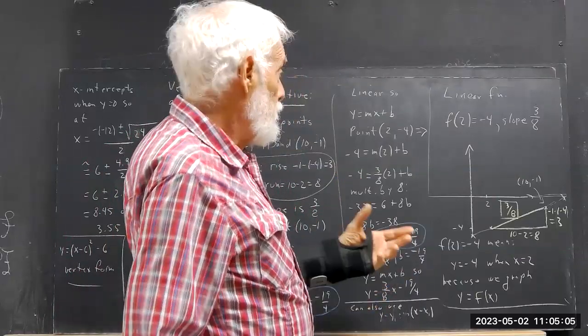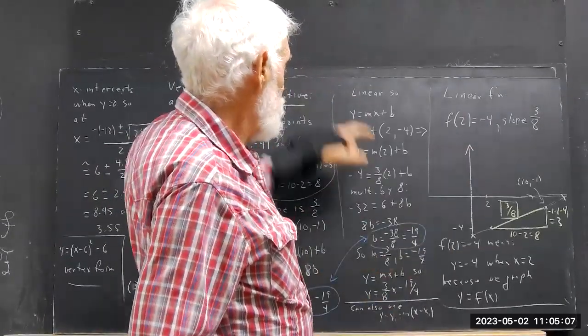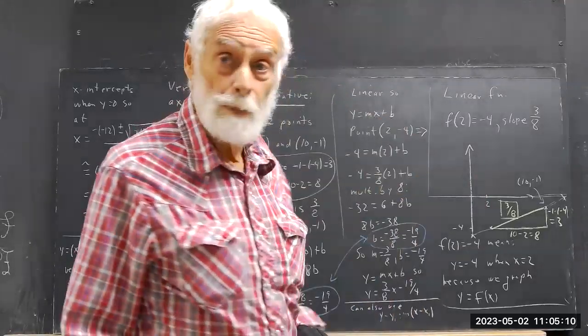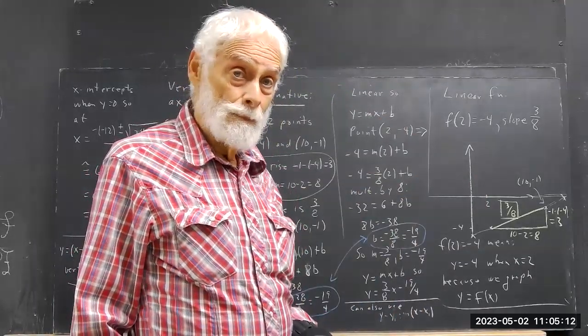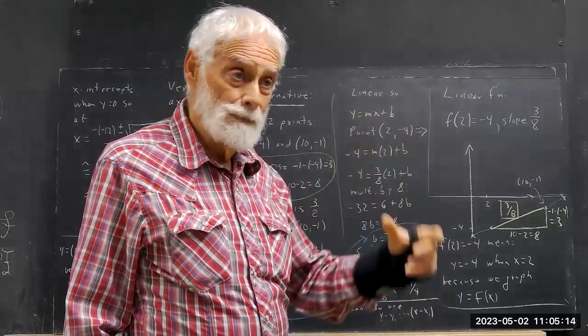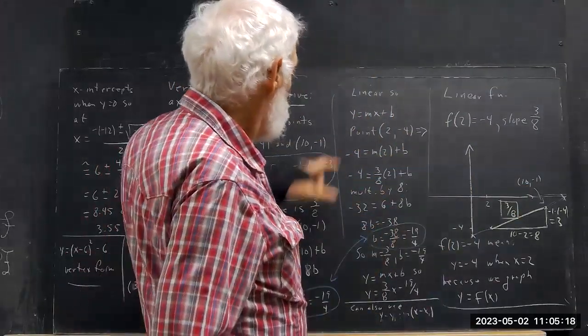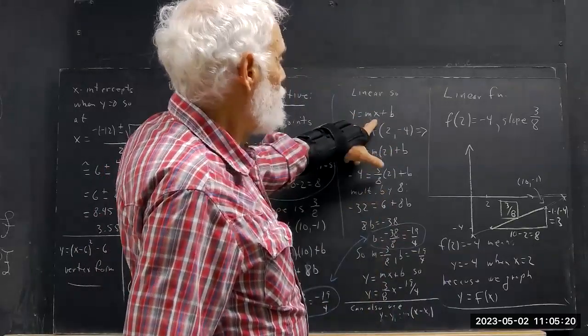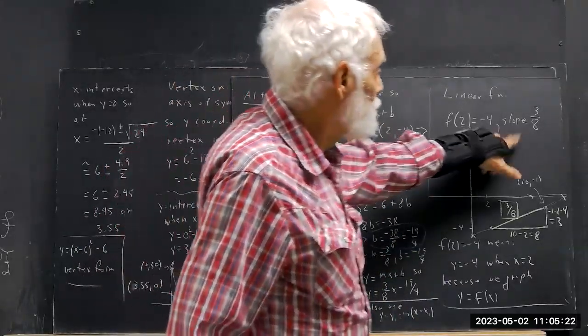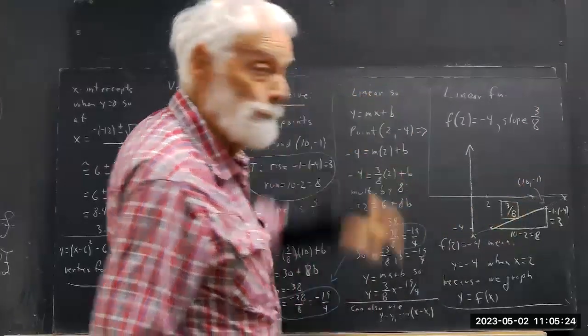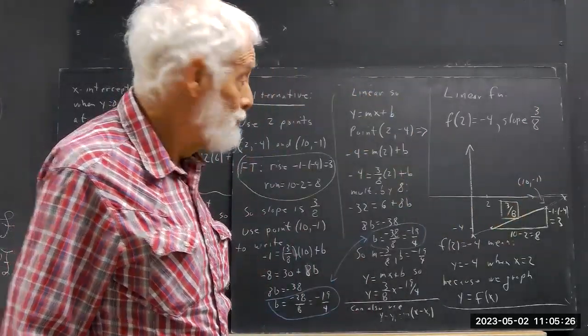In any case, it says it's a linear function. It's linear, so we know it's y equals mx plus b. Or if you want, ax plus by equals c. Could be any, but y equals mx plus b is a convenient form since you're given the slope, and the slope is m.